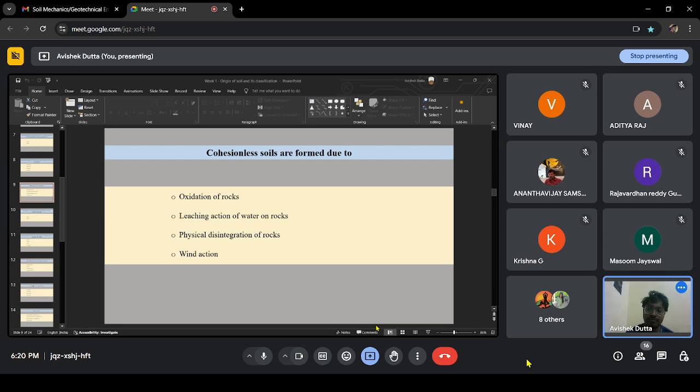Soils which have a very negligible amount of cohesive force between their particles. Yes, non-sticky soil. Krishna is saying non-sticky soil. You can say non-sticky soil, but it is not an engineering term to use. Soil doesn't have intermolecular attraction. Yes, and that intermolecular attraction is called cohesion. Good.